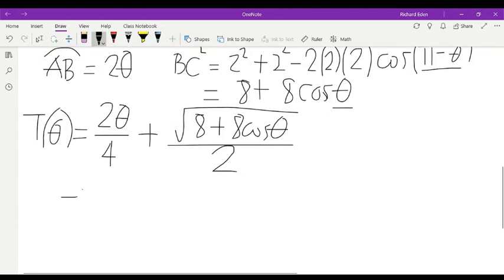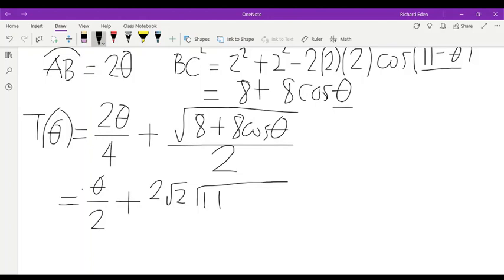You have theta over 2, and then in the numerator you have 8 as a common factor of the two terms. You could take that out of the square root, so you have 2 square root of 2, and then the square root of 1 plus cosine theta, divided by 2. So all you really have to do here is cancel the 2's, and then you pretty much have T of theta.